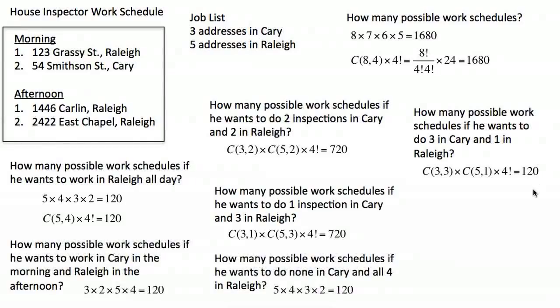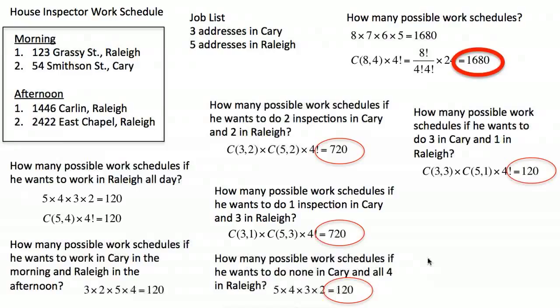Now notice at this point we've covered all the possibilities because you can't work in Cary all day because you've got 4 items on the work schedule and there are only 3 addresses in Cary. So doing 4 Cary locations and no Raleigh locations is not a possibility. We've treated all the possibilities.